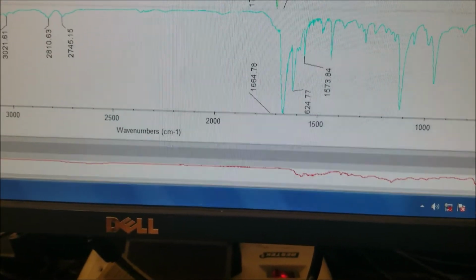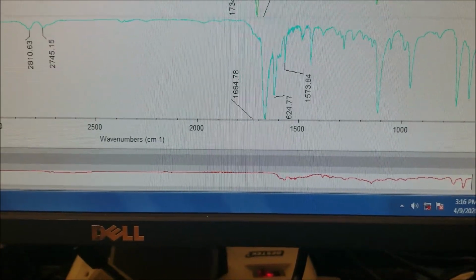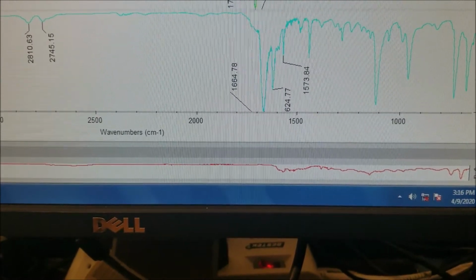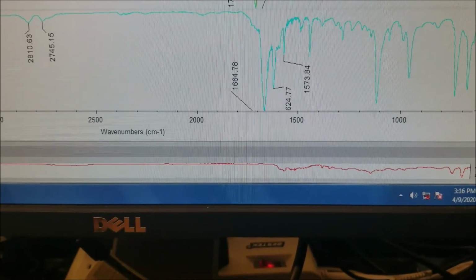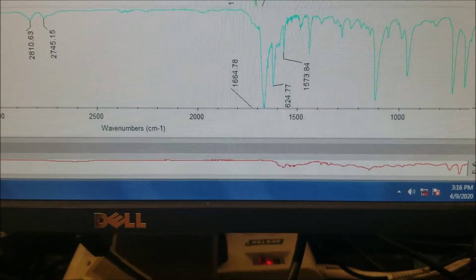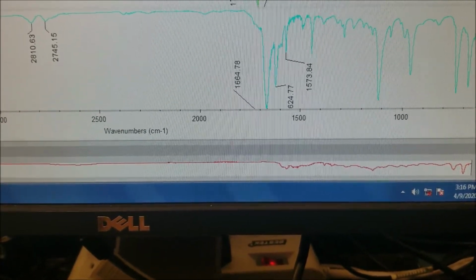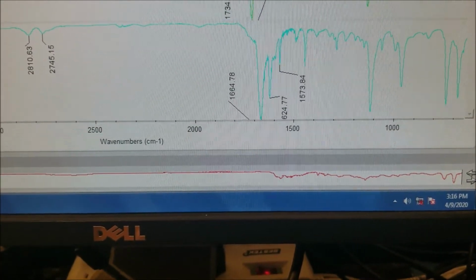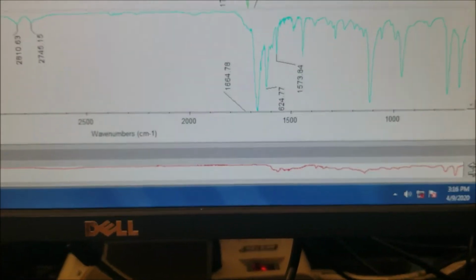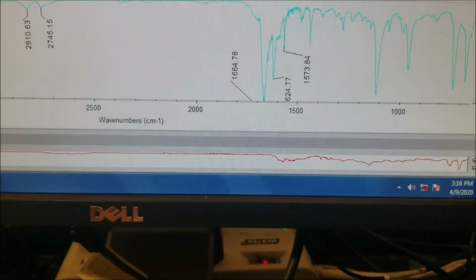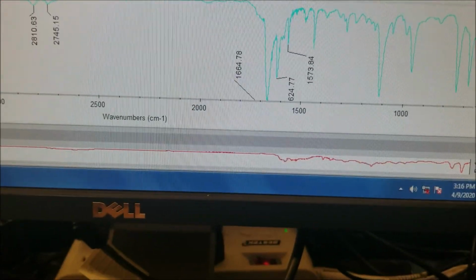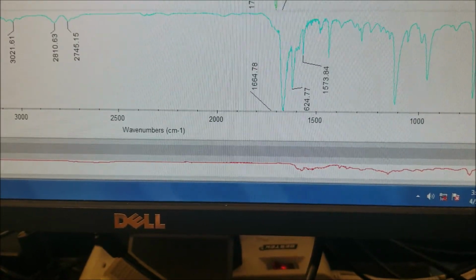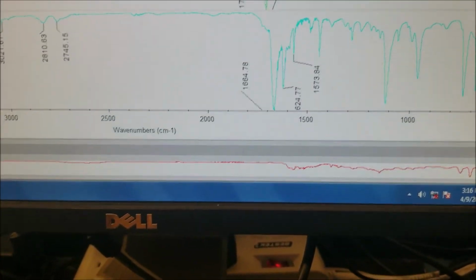Over here we have stretches at 1664, 1624 and 1573. The 1664 is most likely the conjugated aldehyde, 1624 is most likely the alkene, and the 1573 is most likely our phenyl. The phenyl peaks typically don't come nearly as far upfield as the others.